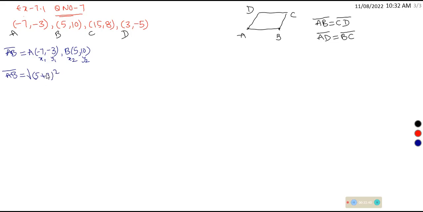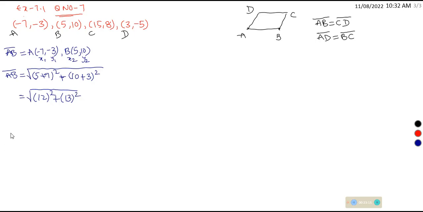Directly I am writing here, in the formula y1 minus, here 1 minus. So minus into minus will become plus, whole square, plus (y2 minus y1) whole square, that is 10 minus of minus 3, that is 10 plus 3 whole square. Now it is equal to 5 plus 7 is 12, whole square, plus 13 whole square.